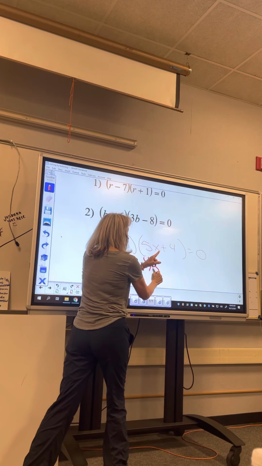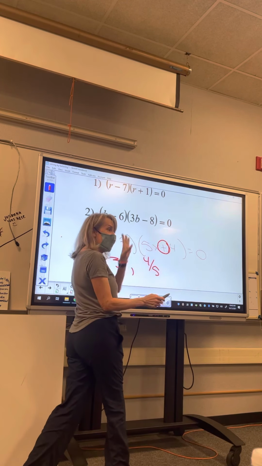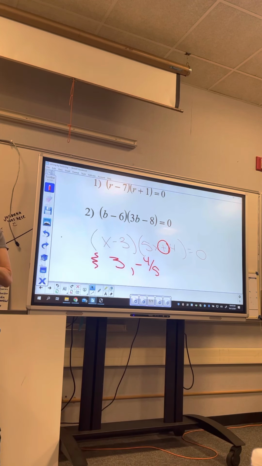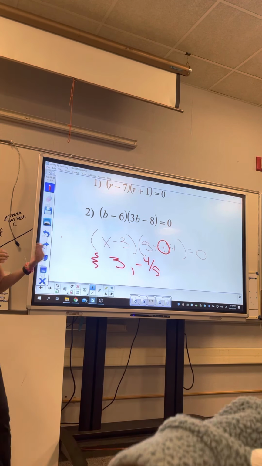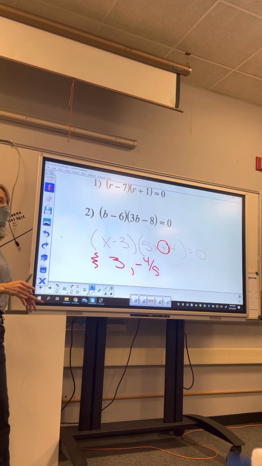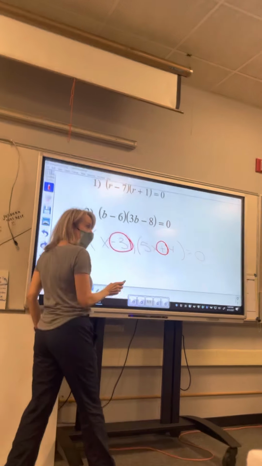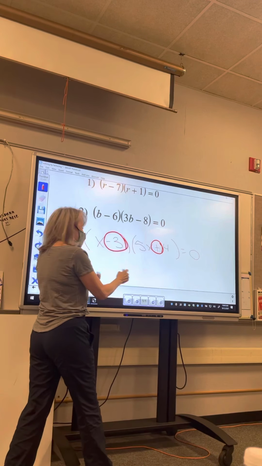So almost perfect, but remember if the sign is positive, the opposite will be negative. Okay, do it one more time. You take the opposite of whatever is here, right? So if it's negative 3, it would be 3.